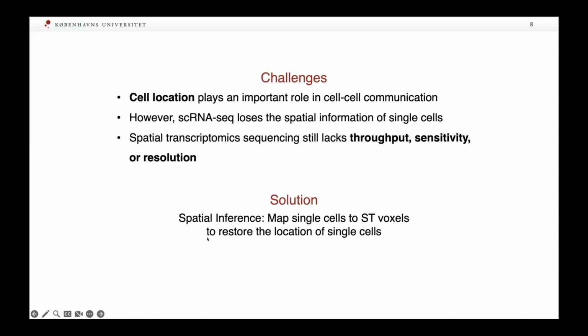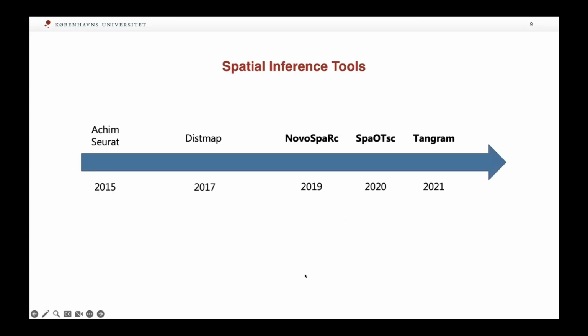And that's why here comes spatial inference. It's basically a strategy to map single cells to ST voxels to restore the location of single cells. In this way, we can transform the low resolution or near cellular resolution ST data into single cell resolution.